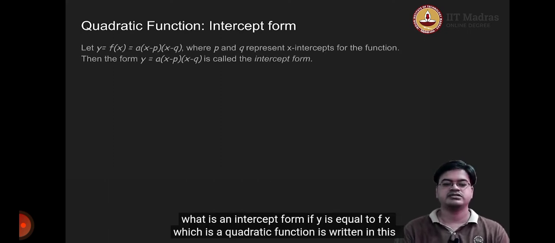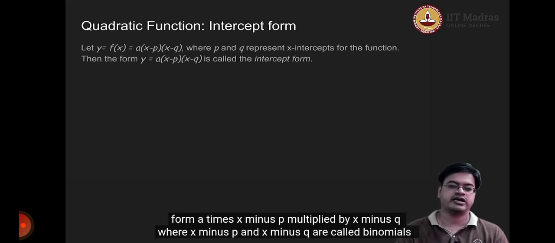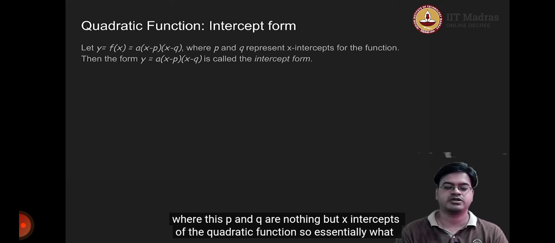What is an intercept form? If y is equal to f(x), which is a quadratic function, is written in this form: a times (x minus p) multiplied by (x minus q), where x minus p and x minus q are called binomials, okay? Where this p and q are nothing but the x-intercepts of the quadratic function.